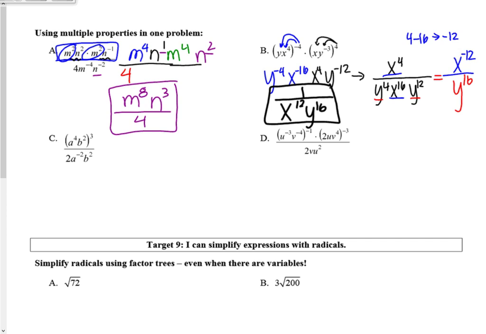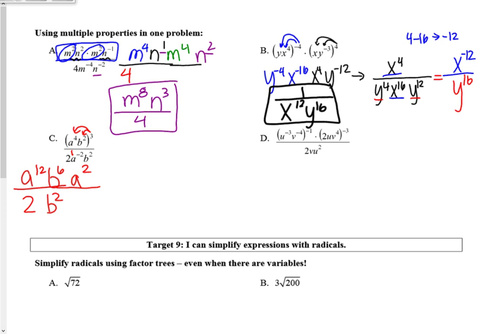In C, first thing I'm going to do is just like B, I'm going to distribute that exponent through. So I'm going to distribute 3, the 4, and the 2. So I have a to the 12th, b to the 6th. In the denominator, 2 has an exponent of 1 on it, so I'm going to keep it down there. I have a to the negative 2, so I'm going to move that up top to get a squared, and I'm going to keep b squared in my denominator.